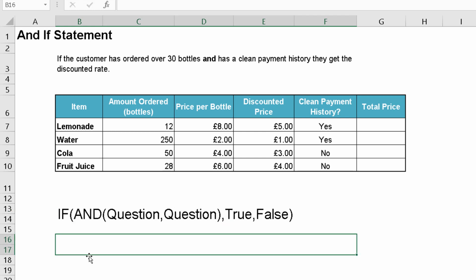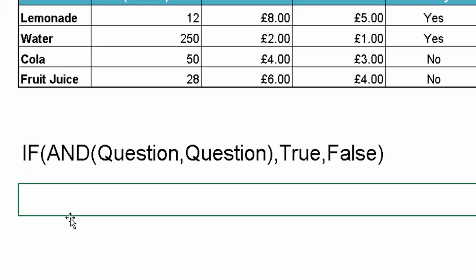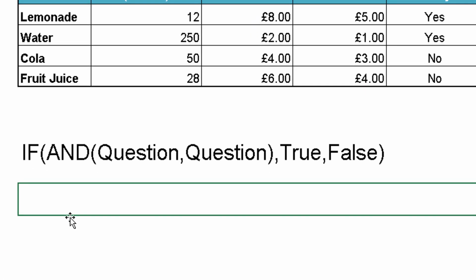Now that we've nested this AND function inside the IF, we can read it as: if the customer has purchased more than 30 bottles and has a clean payment history, if the answer to both of those is yes or true, then perform whatever's in the true. Otherwise, perform the false. Let's put this into practice.